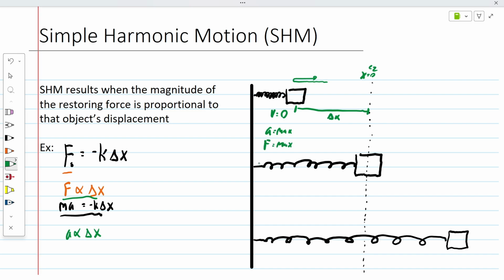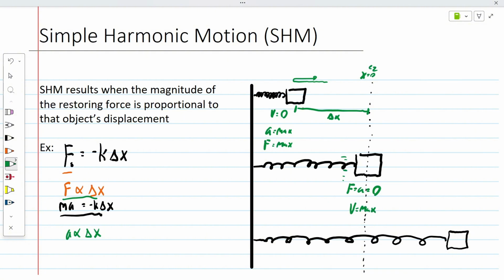Okay, and now let's look at equilibrium. At equilibrium, the change in x equals 0. So if the change in x equals 0, then the force and the acceleration will both equal 0, because there's no change in x. But this block is still moving, right? It was scrunched and now it starts moving this way. So the velocity is actually going to be at a maximum right in the center.